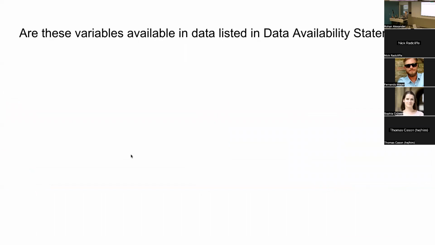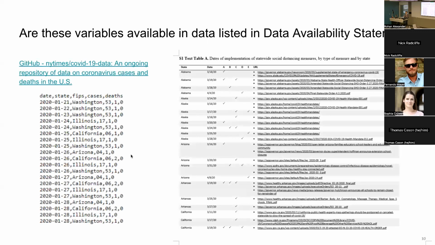So I think one biggest issue is that these variables, those 4 variables, are they available in the data that is listed in the data availability statement, right? In the data availability statement, the authors provide 2 sources of data. One is a GitHub repo of the New York Times. Then they have a data set of all COVID-19 cases and deaths for each state.